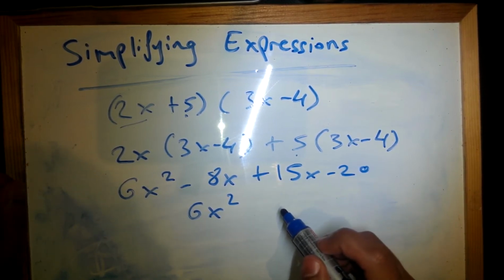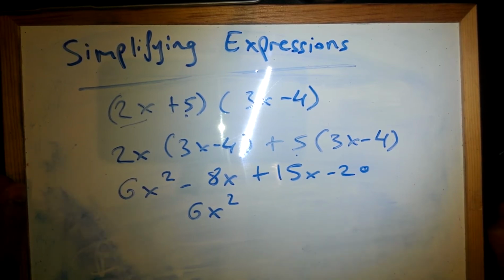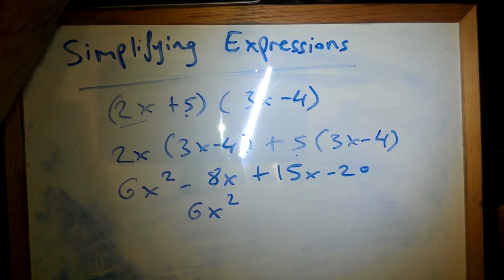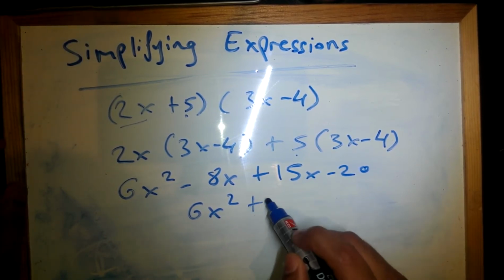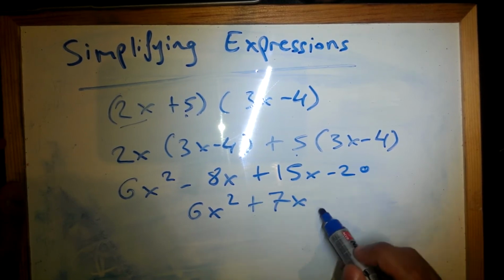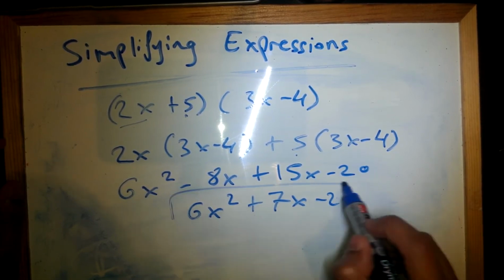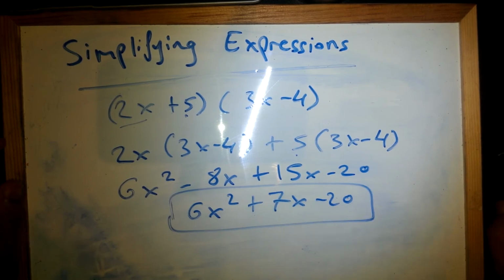Now, minus 8 plus 15 is 7x, and that minus 20. Good. Wasn't so bad after all.